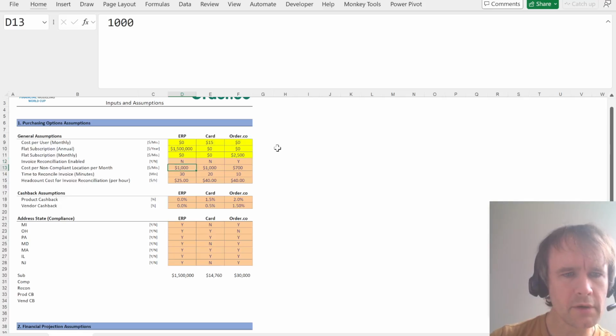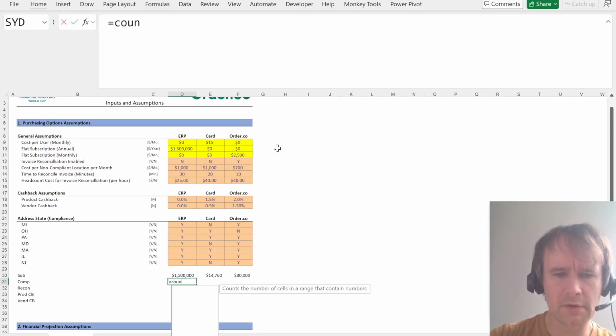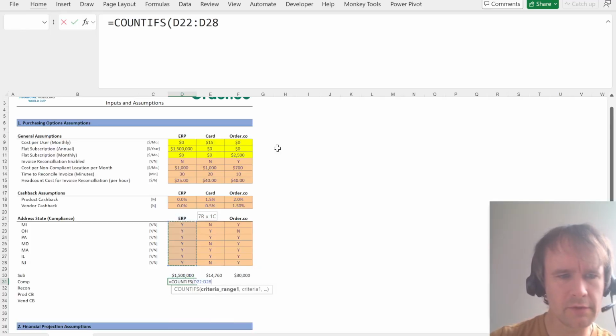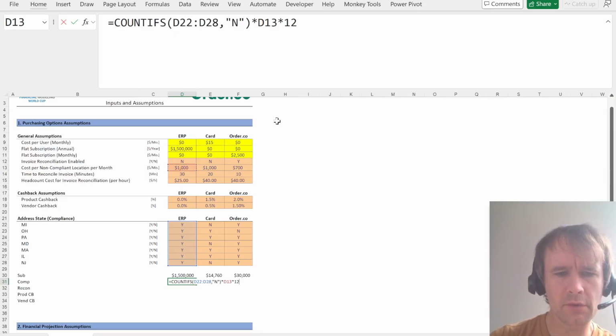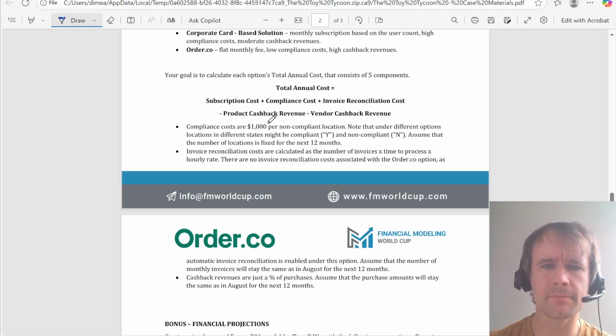Okay, cost per non-compliant location per month, so compliance cost is countifs. This is n, I guess, times, where's it go? This times 12. Okay. Nothing under different might be compliant and non-compliant. Assume that the number of locations is fixed for the next 12 months.